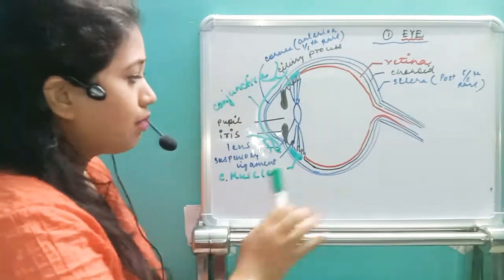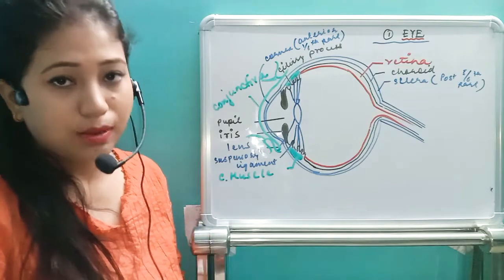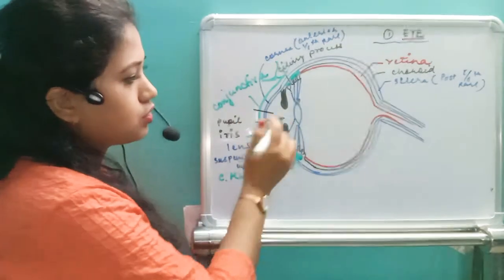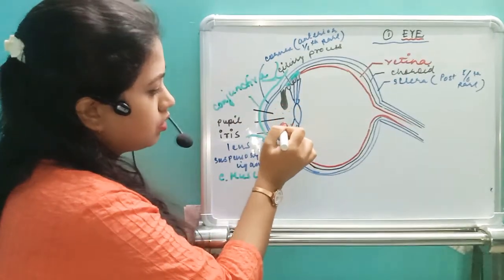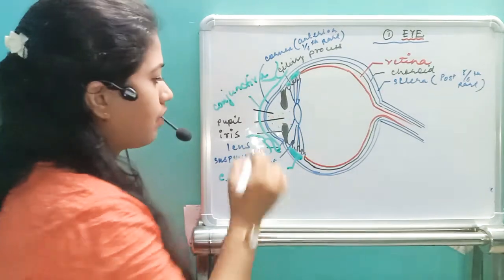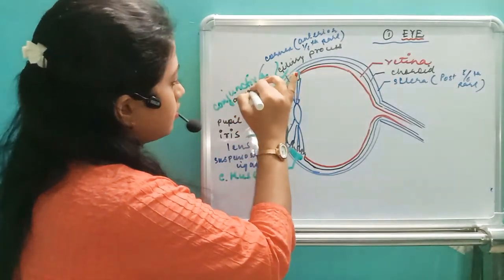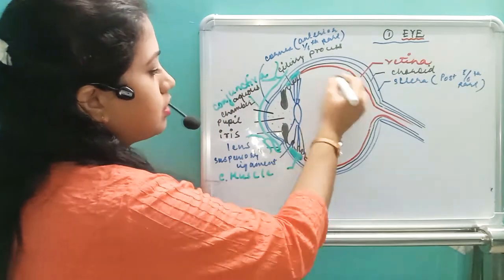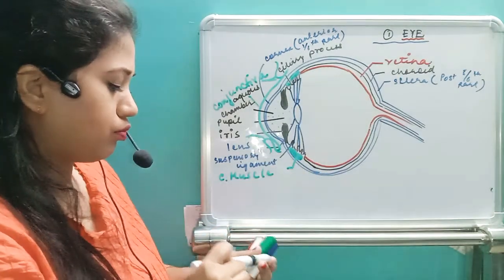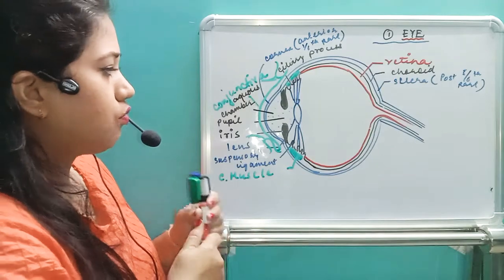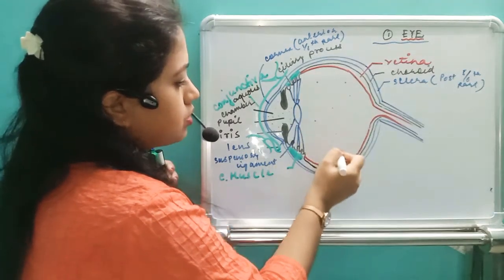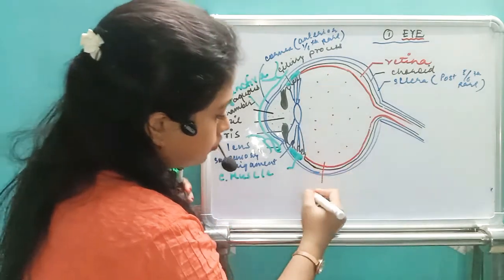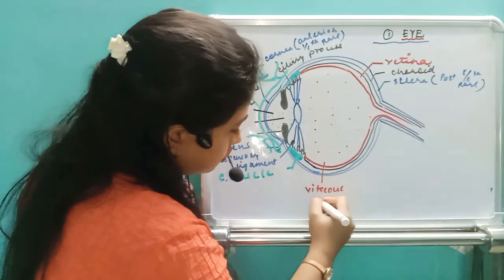Now in this eyeball, you can see there are two different chambers. What are the two chambers we have? Just see here, this is one chamber. I will just put the dots. This one chamber is called the aqueous chamber. And here is the other chamber, I will draw it in a different color. This is called the vitreous chamber. So this one is the vitreous chamber.